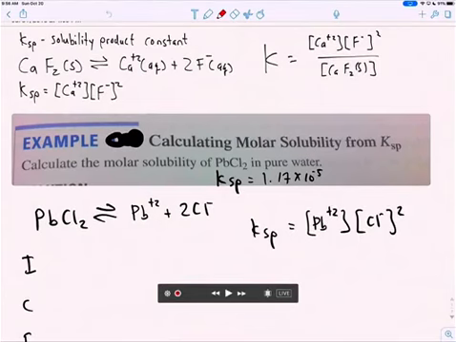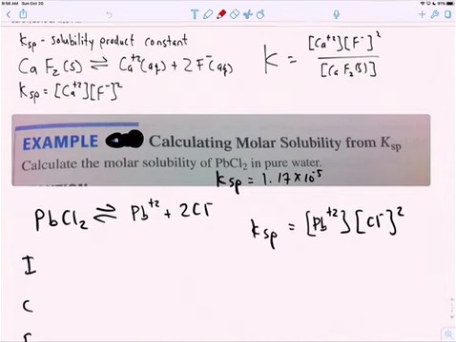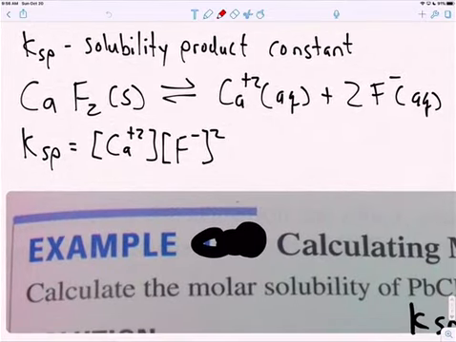Okay, so we talked about buffers, and we're going to move on and talk about other types of aqueous solutions. So first one to talk about is solubility product constants. And if you remember all the way back in the first semester, we talked about things that are soluble and insoluble, and what they mean. But the truth of the matter is, things that are not soluble, they do dissolve a little bit.